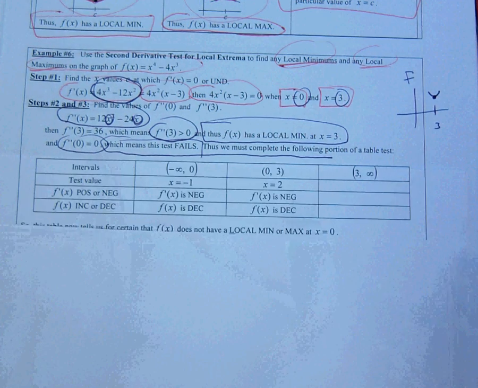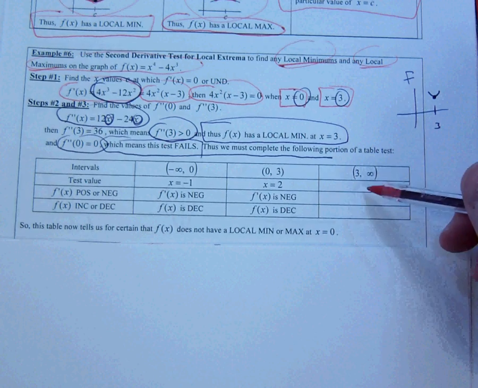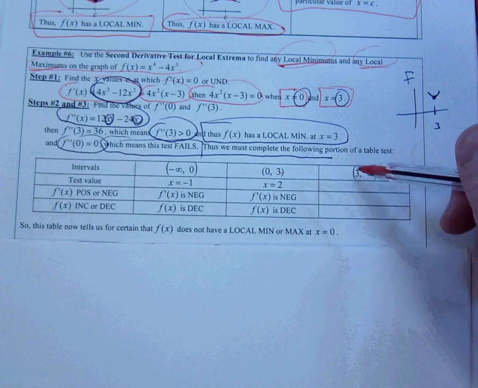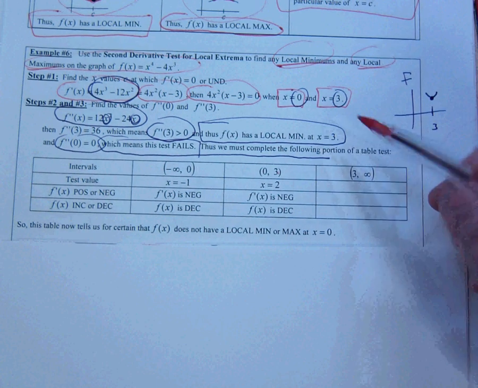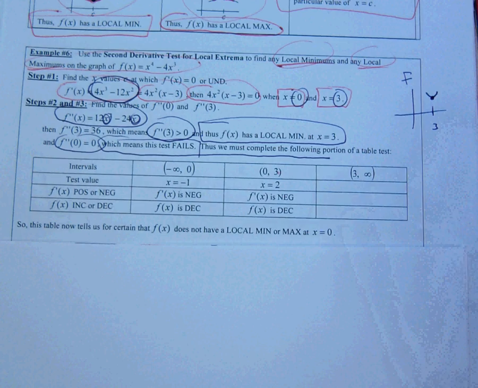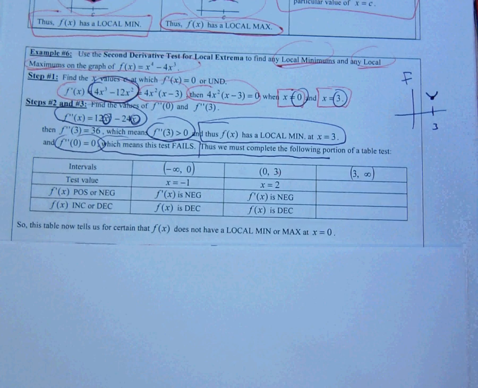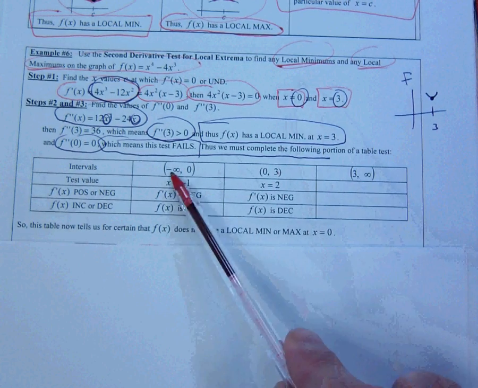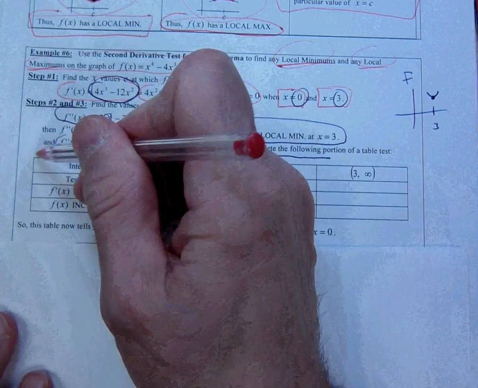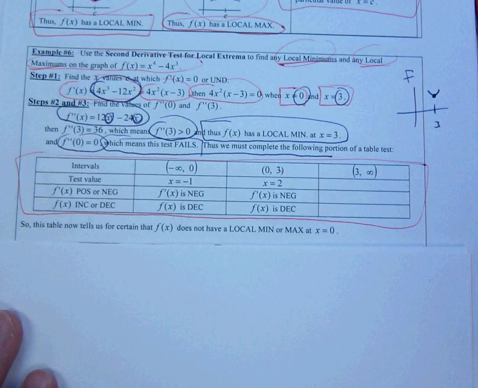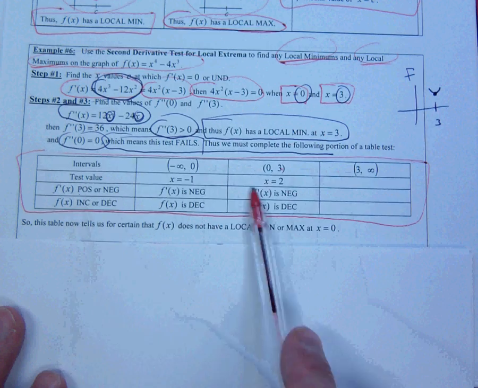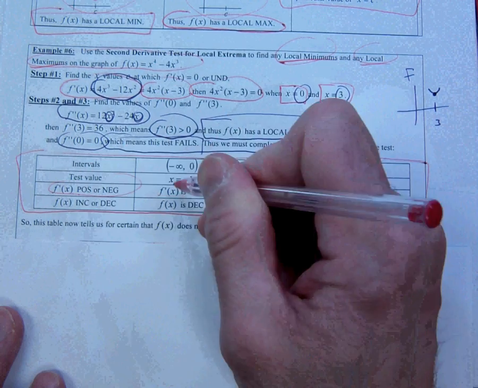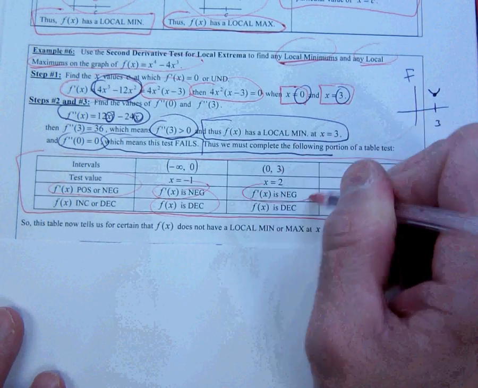So notice I really don't need to fill this in because I already know what's happening at 3, right? What's happening at 3? F has a local what? Min. Okay, so I don't need to fill out that part of the table. But I did need to go back and use 0 and 3 to break up my number lines into test intervals. So what you're seeing here is exactly what all our examples looked like last time, isn't it? Where we used where f prime is 0 or undefined to break up the number line into test intervals, and then determine whether f prime is positive or negative. And that told me whether f is increasing or decreasing.